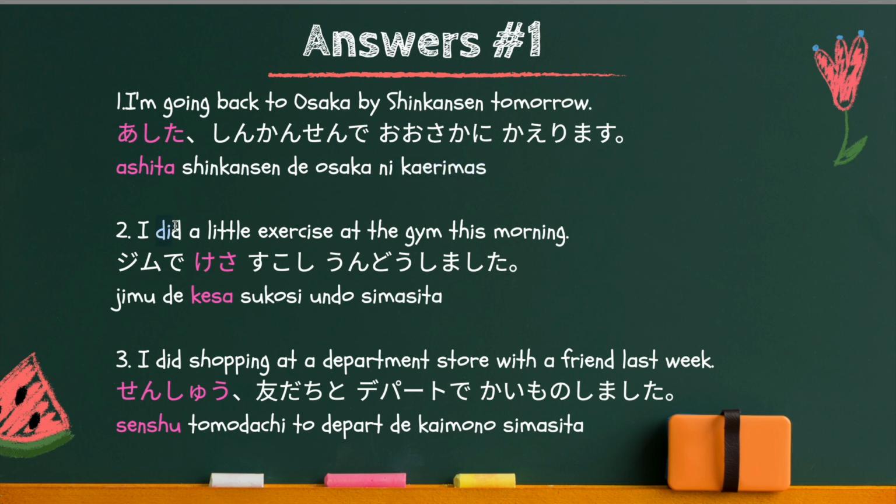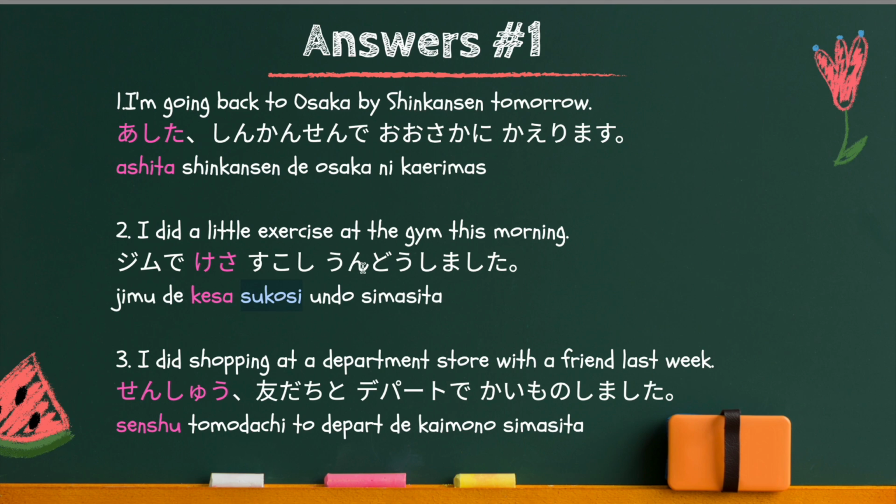Second one, I did a little exercise at the gym this morning. To do an exercise is 運動します. Because it's past tense, it has the ました ending. And because it's a verb, it has to be at the very end. At the gym, this is where the action of exercise took place. Place of action. Therefore, you need to have the de particle right after gym. And a little is 少し. In Japanese, it's an adverb, so no particle is needed.